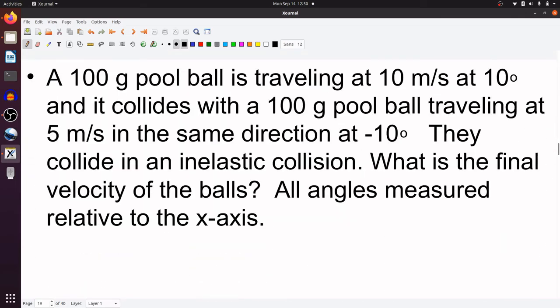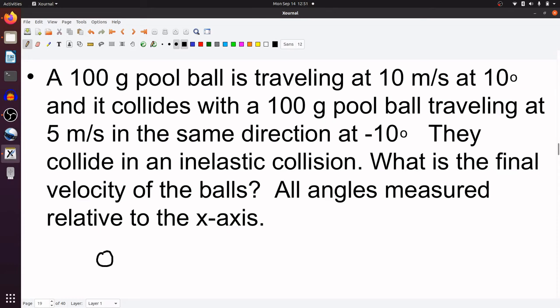We have a 100-gram pool ball traveling at 10 meters a second at 10 degrees, and it collides with a 100-gram pool ball traveling at 5 meters a second at negative 10 degrees. They collide in a completely inelastic collision, so they stick together. What are the final velocities? All angles are measured relative to the x-axis. So let me draw you a little picture of what's going on here.